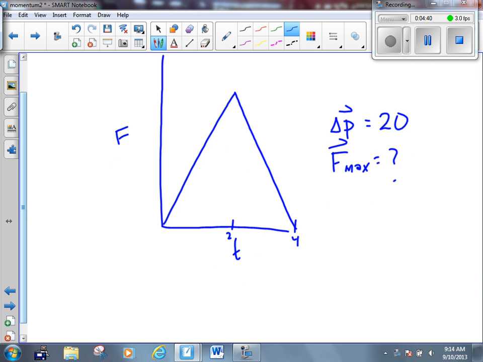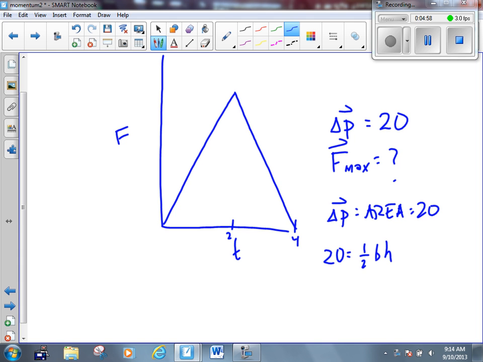We know the area equals the impulse. We still think that, even though we have the area this time, we have the impulse, we still got to use that whole area equals impulse thing. So let's say delta P equals area equals 20. 20 is going to be equal to 1/2 base times height.